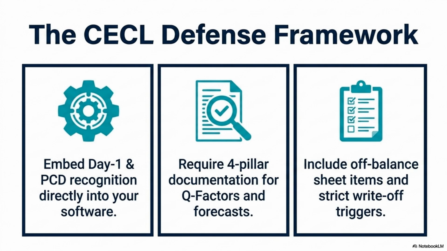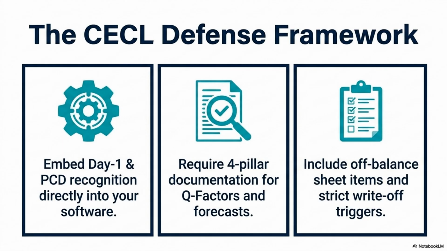That brings us to the CECL defense framework, 3 practical actions that prevent all 8 traps. First, embed day 1 and purchased credit deteriorated recognition directly into your origination and acquisition software, so the right treatment is automatic. Second, require 4-pillar documentation for every qualitative factor and every forward-looking forecast: category, direction, magnitude, and reasoning.